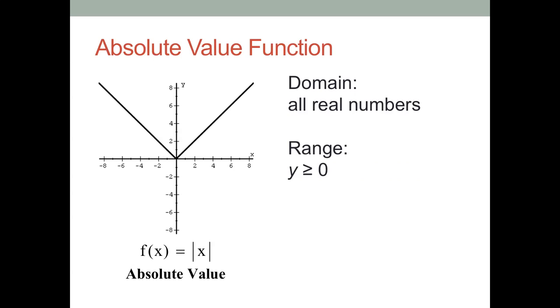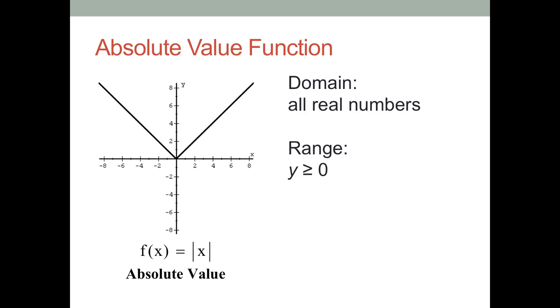The absolute value function is the one that looks like a v. The parent function is f of x equals absolute value of x. You'll notice it has a vertex at 0, 0, so that's where the parent vertex is. The right-hand side has a slope of 1. The left-hand side has a slope of -1.